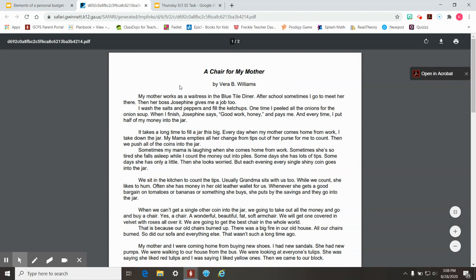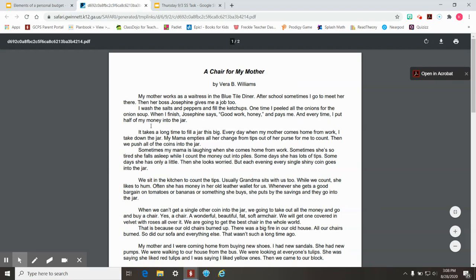A Chair for My Mother. My mother works as a waitress in the blue tiled diner. After school, sometimes I go to meet her there. Then her boss, Josephine, gives me a job too. I wash the salts and peppers and fill the ketchups. One time I peeled all the onions for the onion soup. When I finish, Josephine says, "Good work, honey," and pays me.